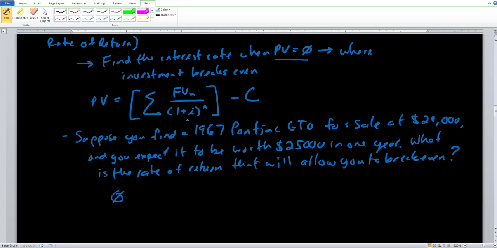We're interested in finding the interest rate right here. Next, we go ahead and add in, do we have a future value? We have a future value of $25,000. That's exactly what we expect the car to be worth 1 year from now. So $25,000 goes on top.